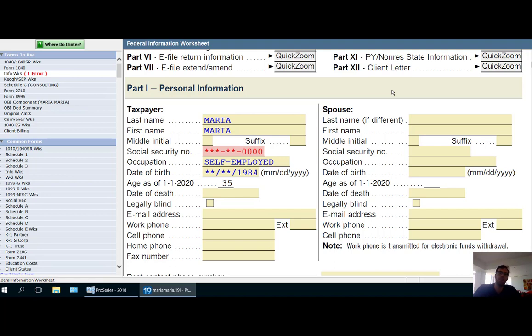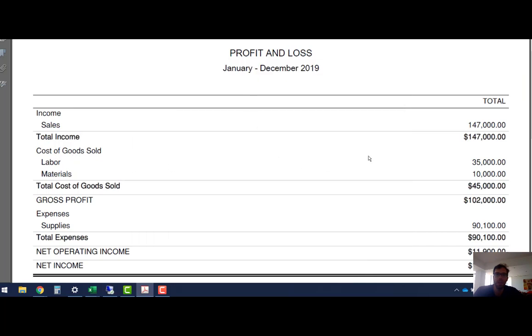Now we're going to use those books that we created to file a tax return. And we're going to do it really quickly. It's a pretty simple set of books. If you watched the video, great. If not, here's the P&L that we created.